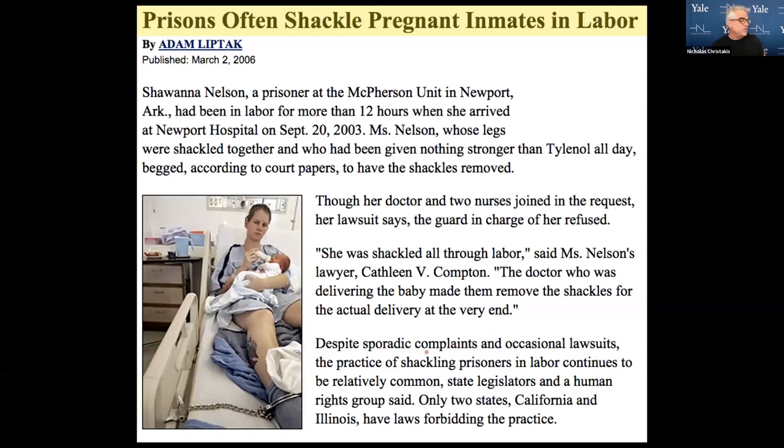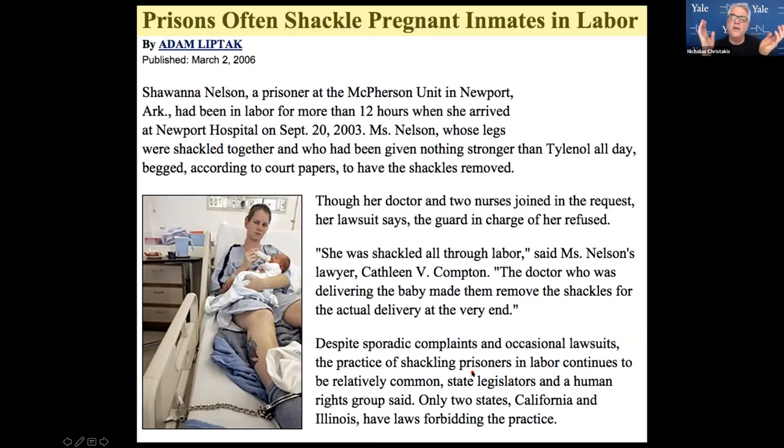Despite sporadic complaints and occasional lawsuits, the practice of shackling prisoners in labor continues to be relatively common, state legislators and a human rights group say. Only two states, California and Illinois, have laws forbidding the practice. Every year there are cases like this.